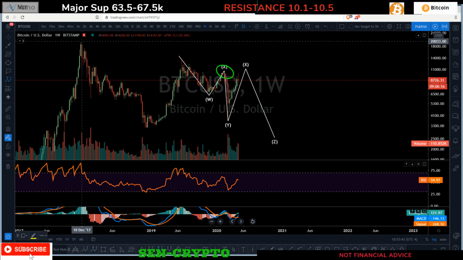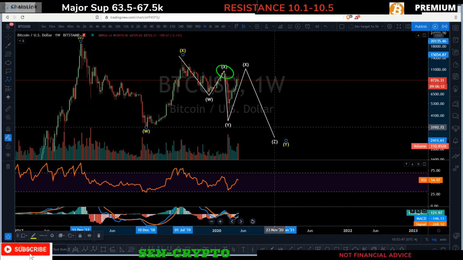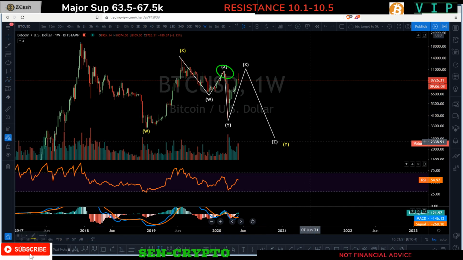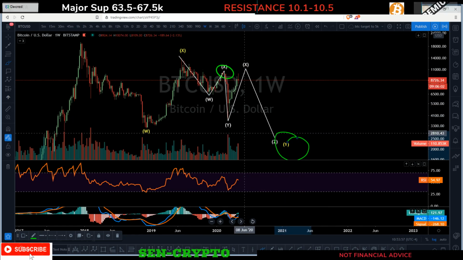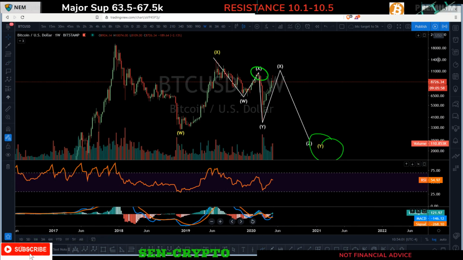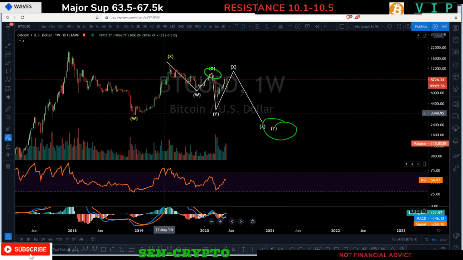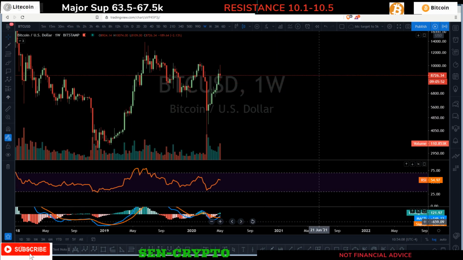All right, so I just cannot keep talking about the macro scale Y correction because it is already there. We know we got a very high probability of retesting this Y correction. So I'm just going to focus on this WXYXZ correction from the 14K level, right? So what are we looking for, at least for the short term? We're looking for this move to be our X.